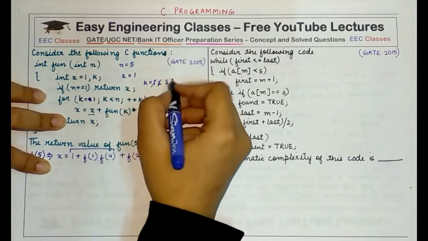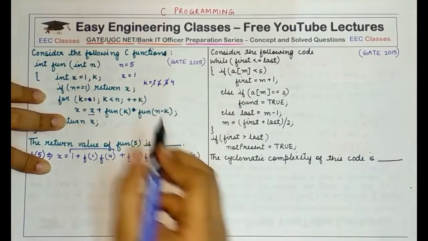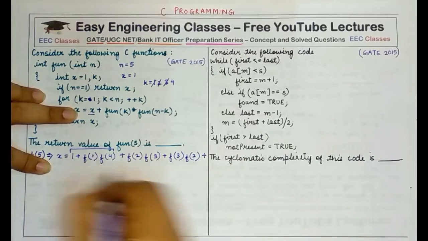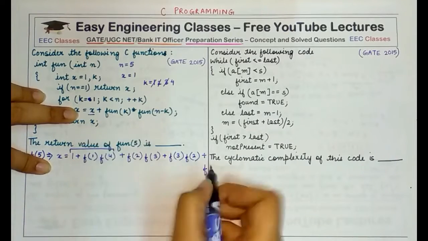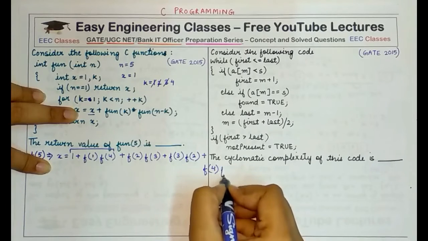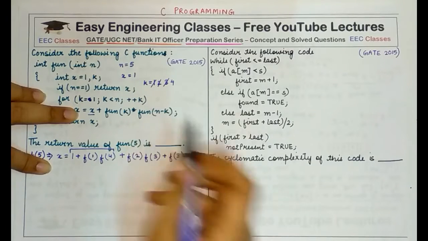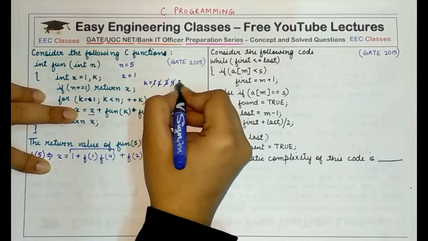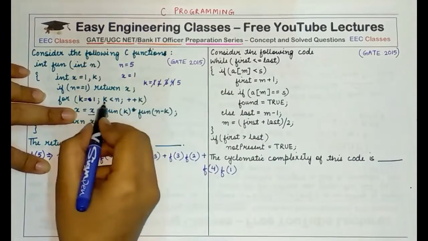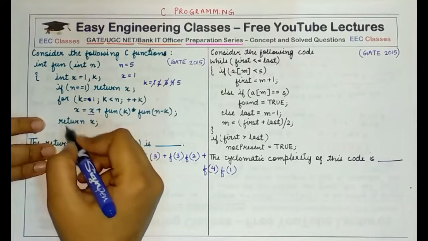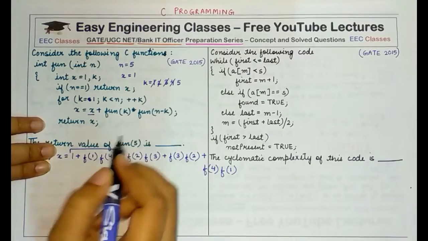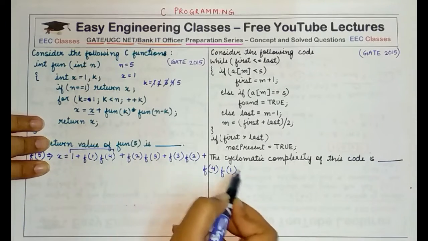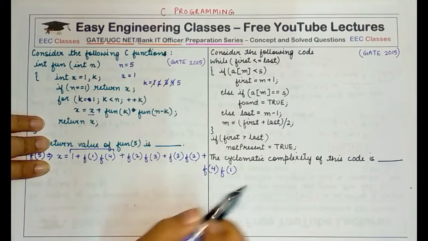Then again k is incremented, which becomes 4. 4 is less than 5, and we add to this value f of 4, which is fun of k multiplied by fun of n minus k. 5 minus 4 is f of 1. Alright, so this is the first expression, and when k is incremented again and it becomes 5, this condition becomes false and we come out of the for loop and we return. So whatever would be the value of this expression, that would be the answer to this question.